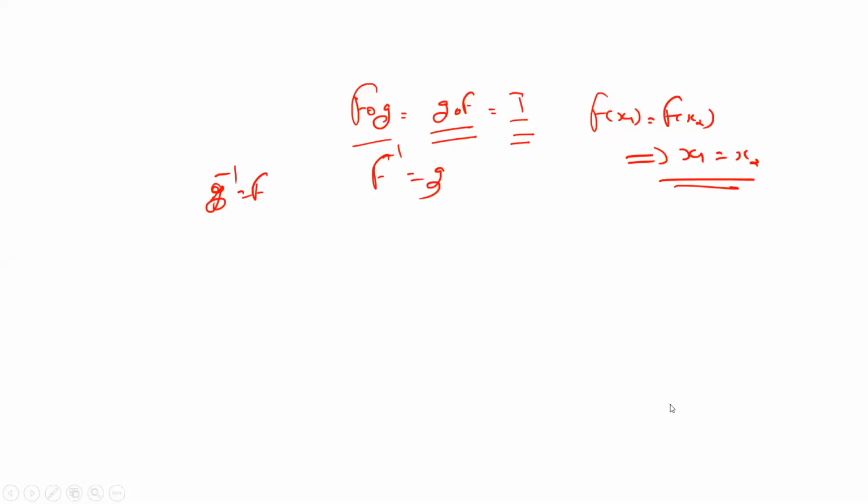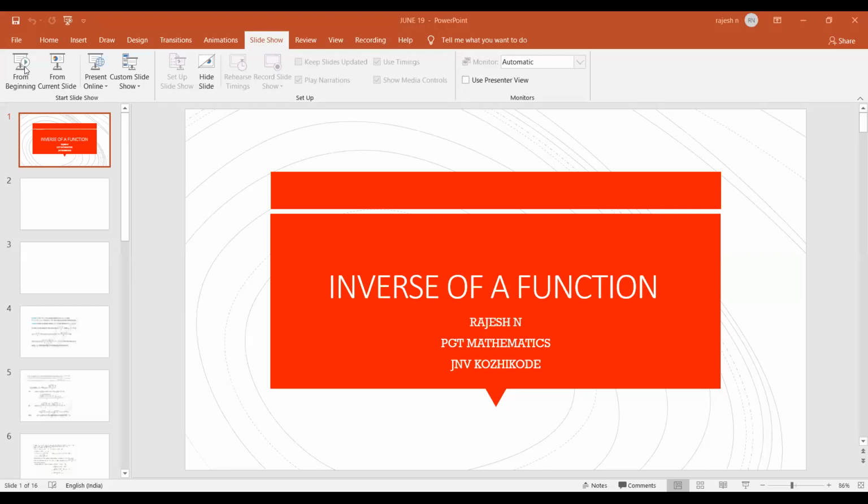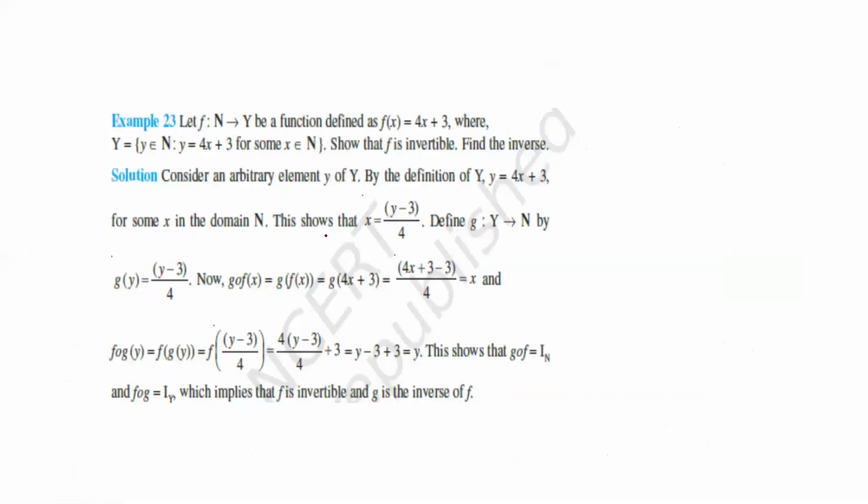Now we will solve some problems. Suppose f from N to Y is a function defined as f of x is equal to 4x plus 3, where Y is the set of all y belonging to N. This is our function, f of x is 4x plus 3. Show that f is invertible and find the inverse.